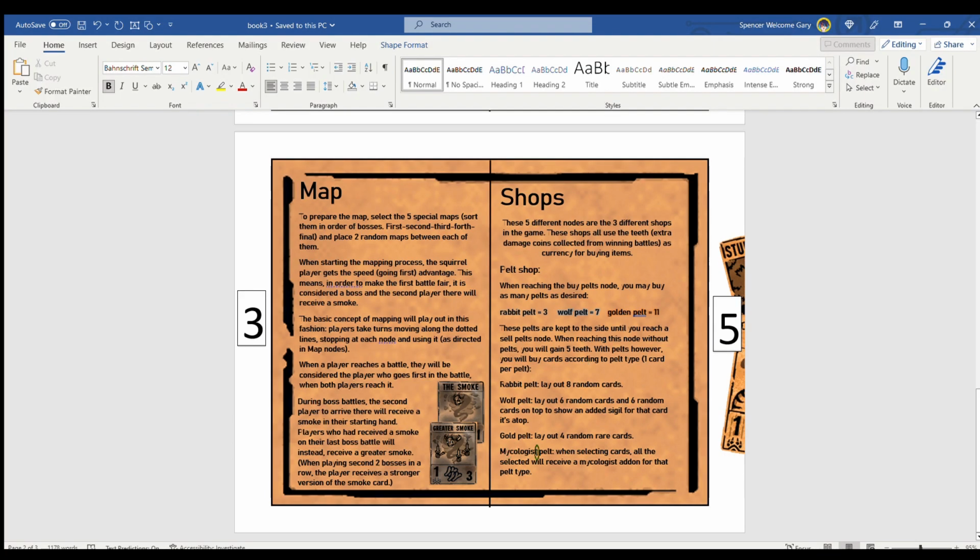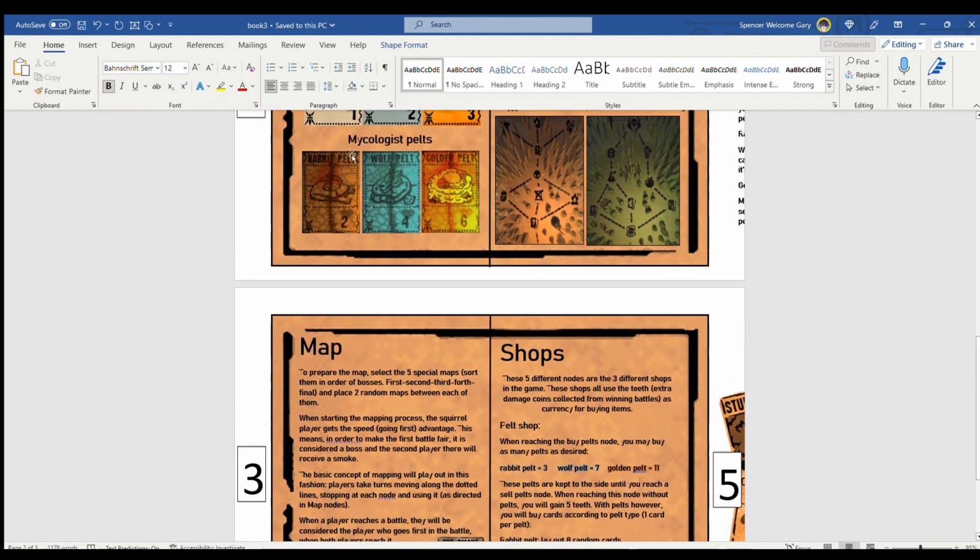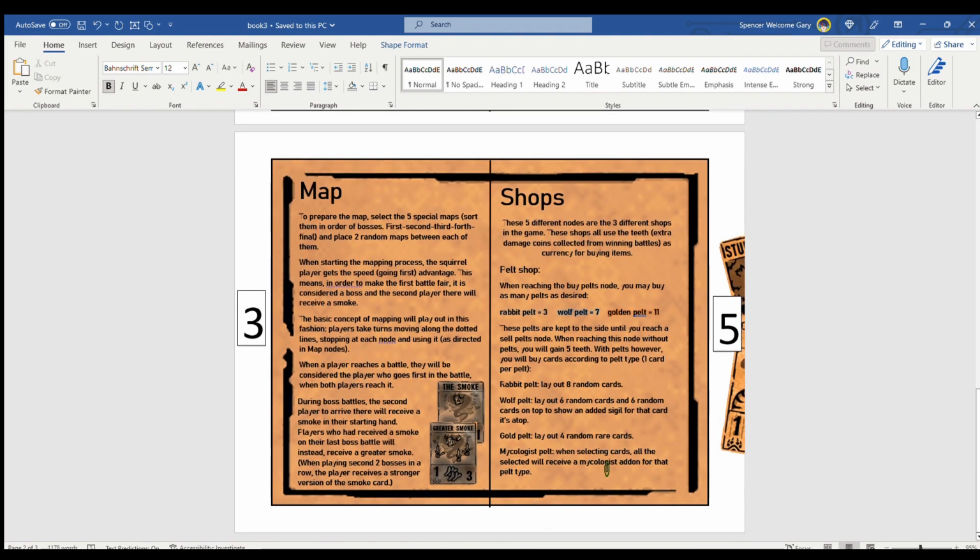And then finally, gold pelts, well, not finally, there's also mycologists, but gold pelts lay out 4 random rare cards. Mycologist pelt, when selecting cards, all the selected will receive a mycologist add-on for that pelt type. So for example, if you had 3 rabbit pelts, and one of those rabbit pelts was a mycologist rabbit pelt because you combined it at a mycologist, in that layout you'll lay out the 8 random cards, but all the cards you drew from that would have the mycologist add-on to them.